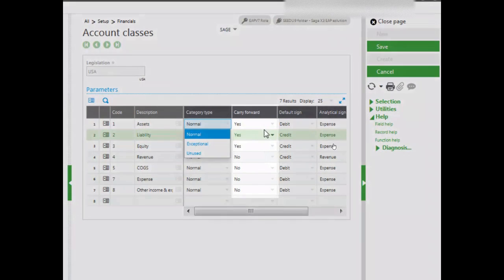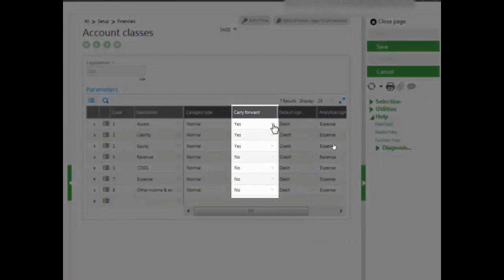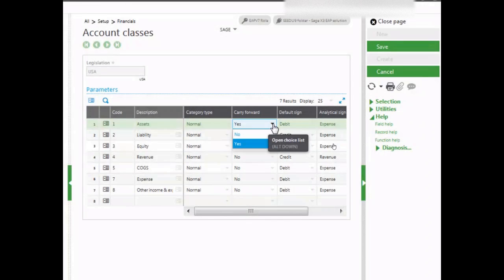The carry forward column is either yes or no. The carry forward determines how the account behaves at year-end closing. If set to yes, the account maintains its account balance, which usually represents your balance sheet accounts. If set to no, the account is zeroed out at the year-end and usually represents your profit and loss accounts.